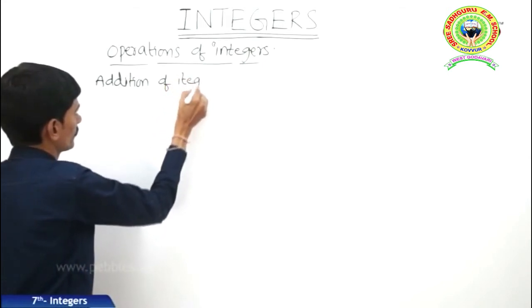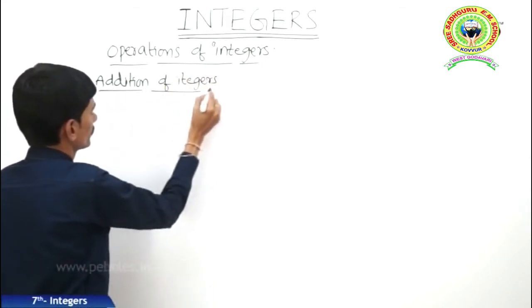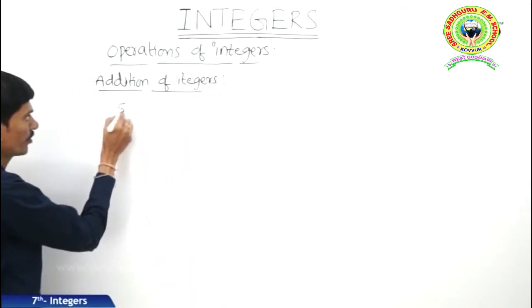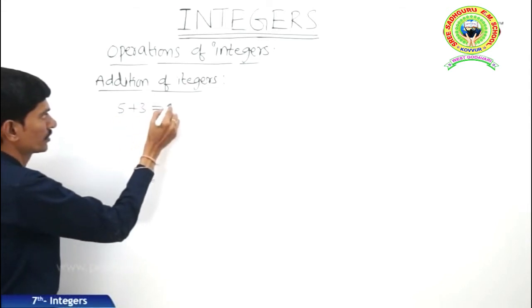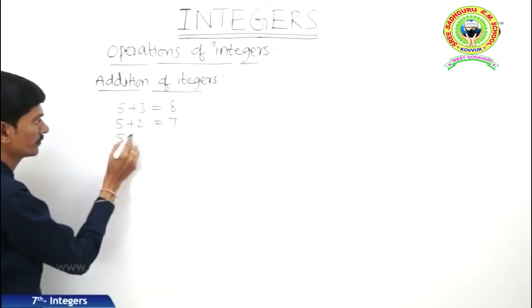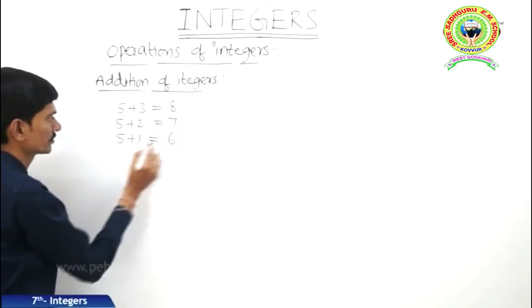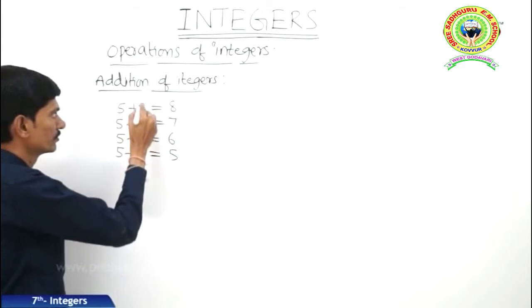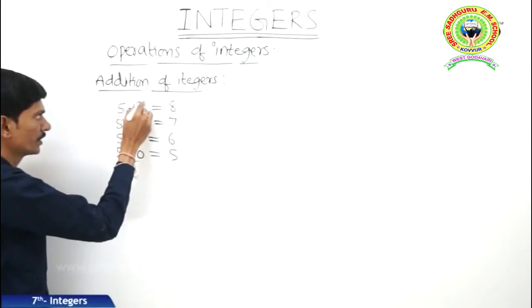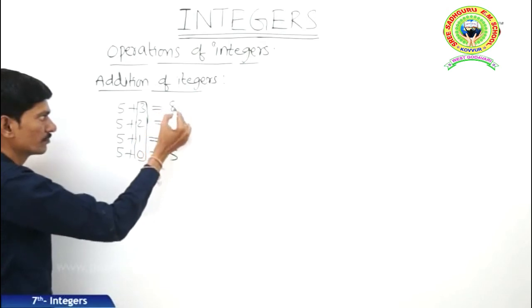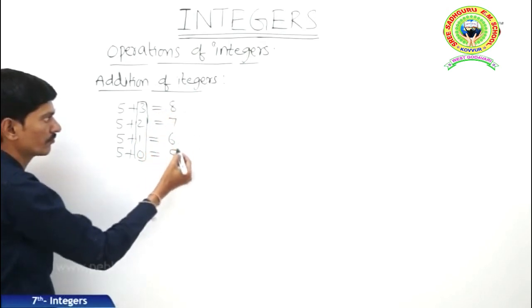Addition of integers. Now when you add two positive integers, such as 5 plus 3, we get 8, then 5 plus 2 equals 7, then 5 plus 1 equals 6, 5 plus 0 equals 5. Then when you decrease the number being added by 1, the value of the sum also goes down by 1.